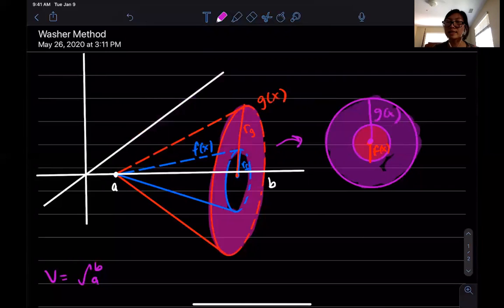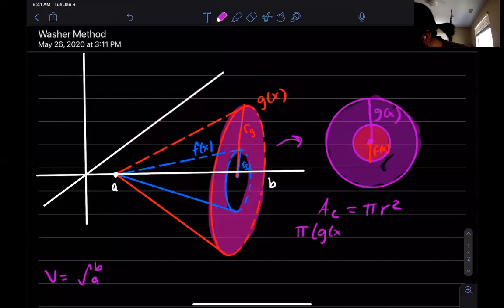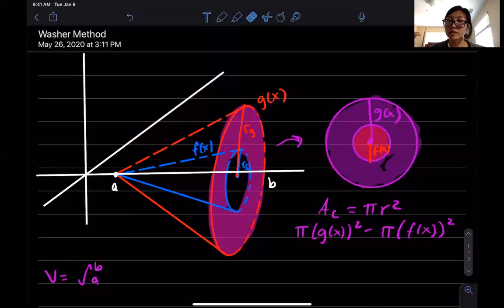Now if I take the difference of those two areas, what's the area of a circle? That's pi r squared. For this washer, I have to take the difference of two circles. The area of the big circle is going to be given by pi times g of x squared minus pi times f of x squared, where f and g represent the radius of each circle.